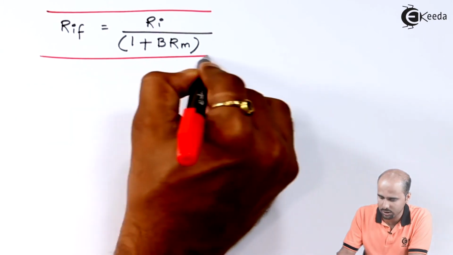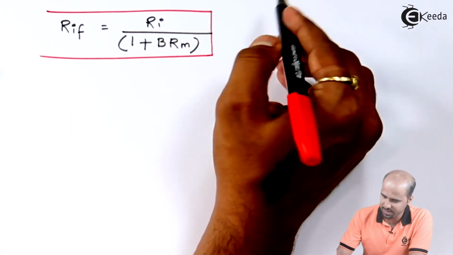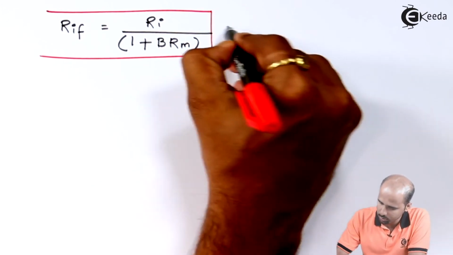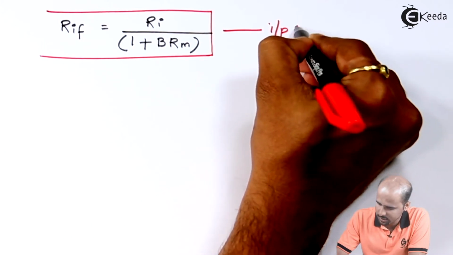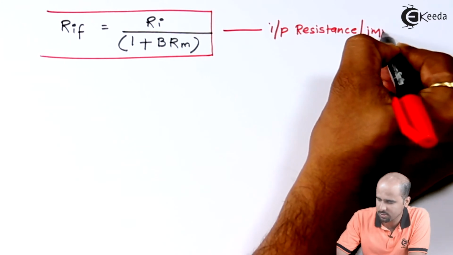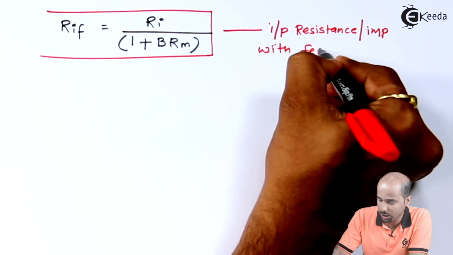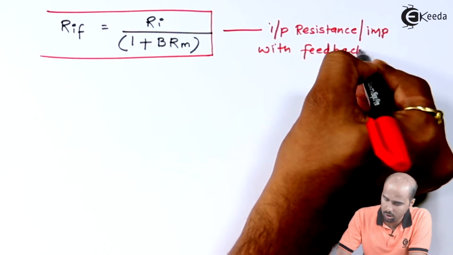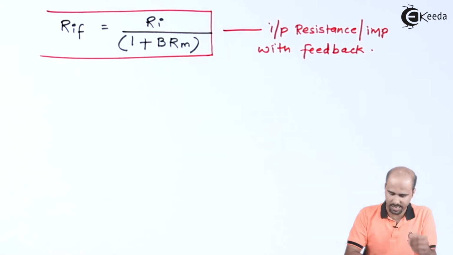This is nothing but your input resistance, or I can say input impedance with feedback. So the conclusion is that input impedance with feedback decreases if we are using a voltage shunt negative feedback amplifier. Okay, so let's try to get that.